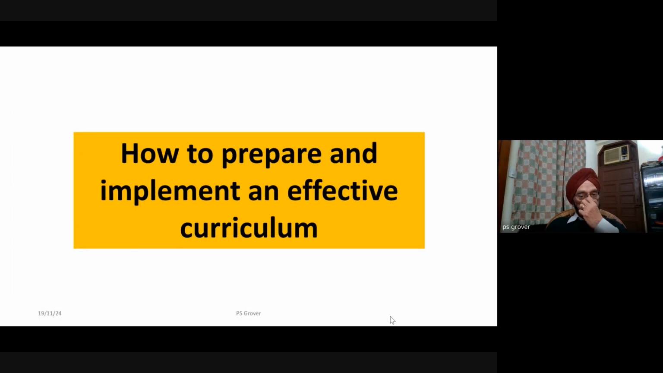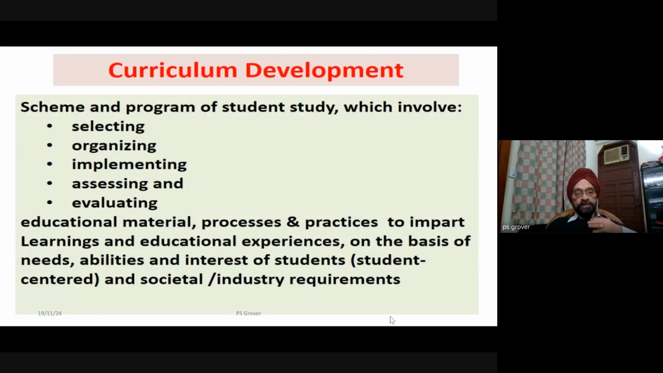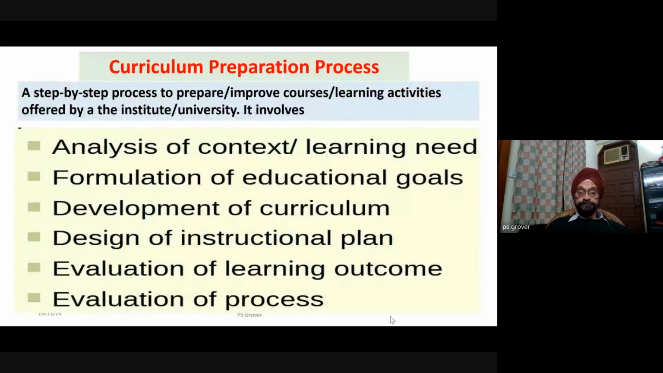Now, how to prepare and implement effective curriculum? So, effective curriculum prepares scheme and program of student study, which involves selecting, organizing, implementing, assessing, and evaluating educational material, processes and practices to impart learning and experience on the basis of needs, ability, and interests of students. That is why it is student-centric.